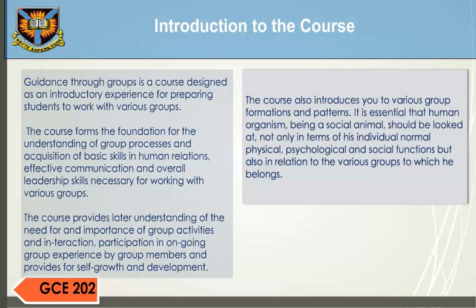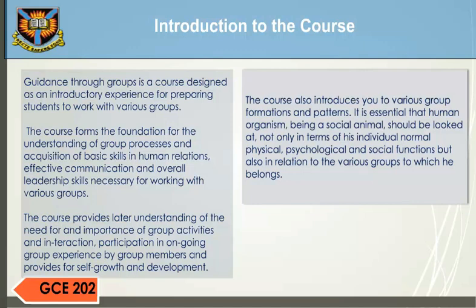The course provides an understanding of the need for and importance of various group activities and interaction, participation in ongoing group experience by group members, and provides for self-growth and development. The course also introduces you to various group formations and patterns.